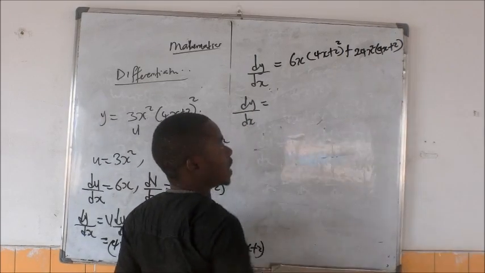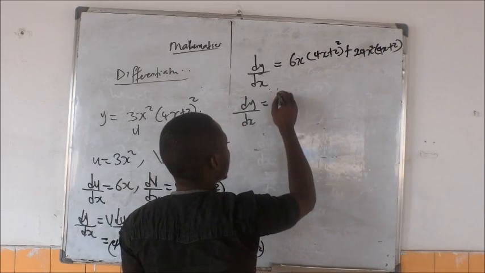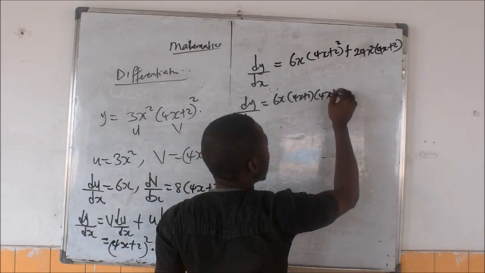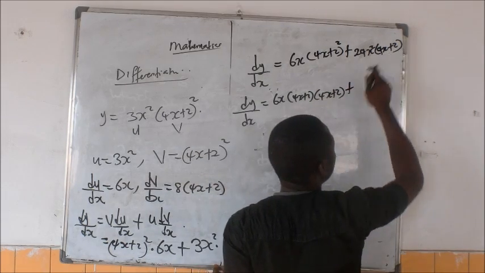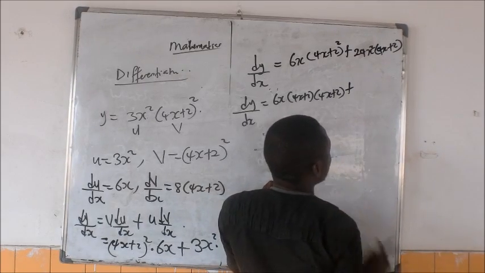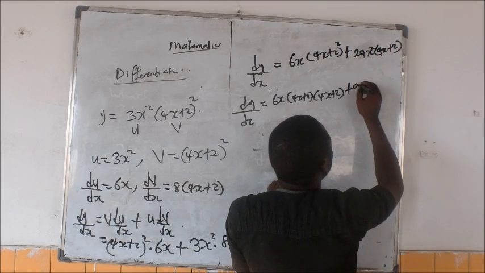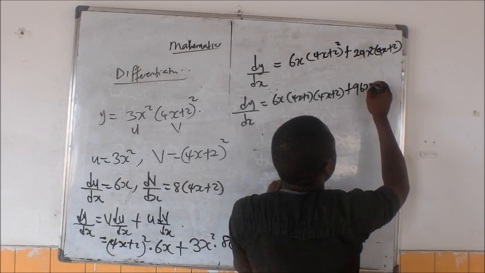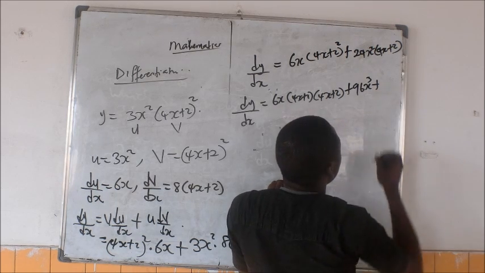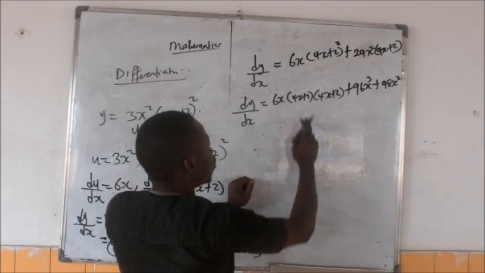So you can leave your answer like this, or you open it, you expand this. You are expanding what you have: 6x into (4x + 2), then (4x + 2). Plus you can open the bracket for this one. 24 times 4 will give you 96. 96x squared times x, x raised to power 3. 24 times 2 will give you 48x squared. Right?